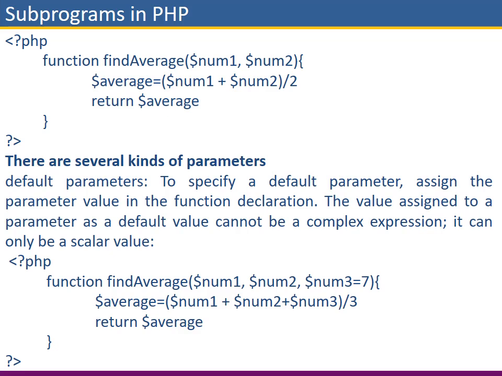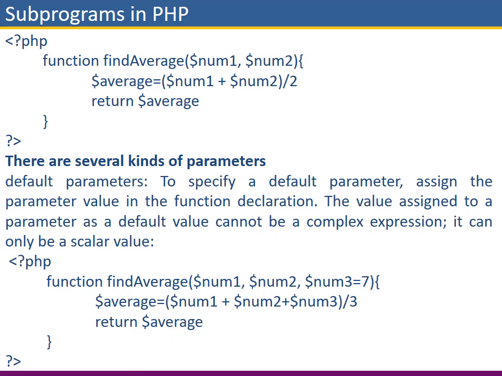So that is the default parameter. We are given a value. A value is assigned to the third parameter, which is num3, to be 7. And that is the default value here in this code.